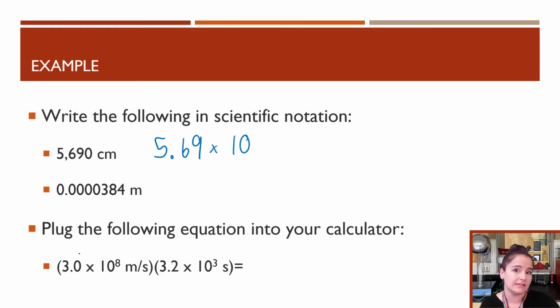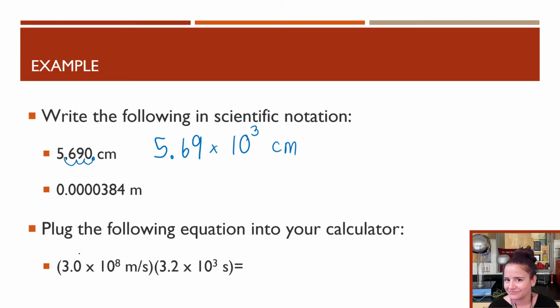The exponent is how many times we had to move the decimal, aka how many times we have to multiply 5.69 by 10 in order to get our number. If there's no decimal place, we assume there's an invisible one at the end, and we had to move it 1, 2, 3 times. This number is bigger than 10, so it's going to be positive 3. So 5,690 in scientific notation is 5.69 times 10 to the third.